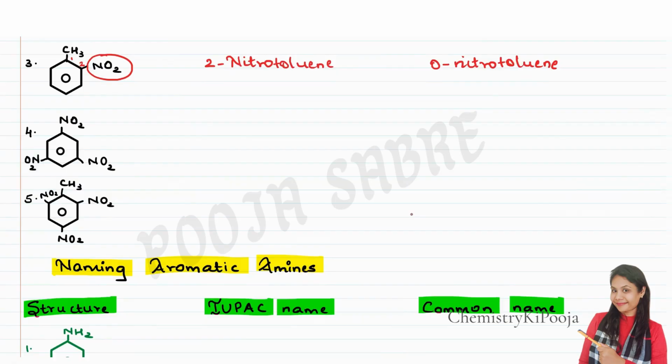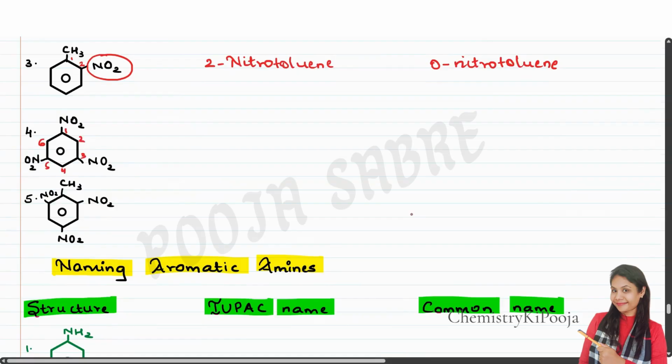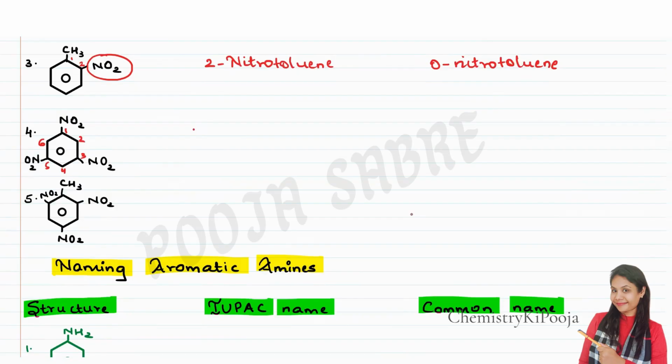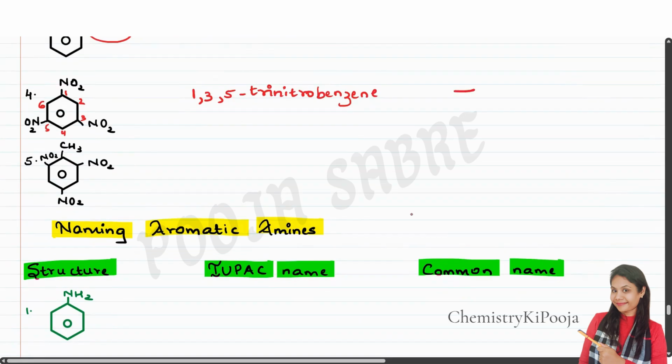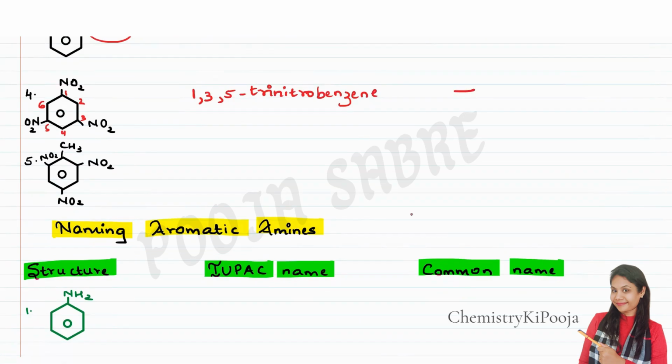Now, talking about the fourth question. I can see the positions are 1, 2, 3, 4, 5, and 6. In the fourth question, there is 1, 3, 5 trinitro, and the parent is, of course, benzene. Clear? So it is 1,3,5-trinitrobenzene. And the common name we cannot write down. We cannot use the ortho, meta, para concept because ortho, meta, para is only used for di-substituted benzene.